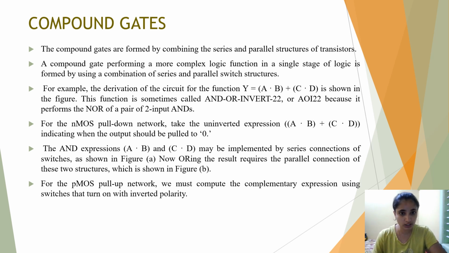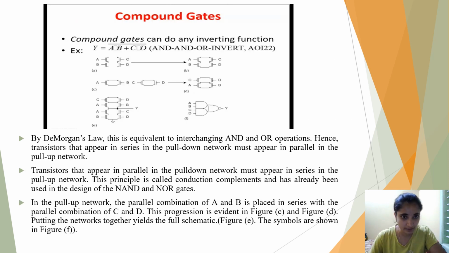This function is sometimes called AND-OR-invert 22, or AOI22, because it performs the NOR of a pair of two input ANDs. For the NMOS pull down network, take the uninverted expression, that is A into B plus C into D, indicating when the output should be pulled to 0. The AND expressions, that is A into B and C into D, may be implemented by series connections of switches, as shown in figure A.